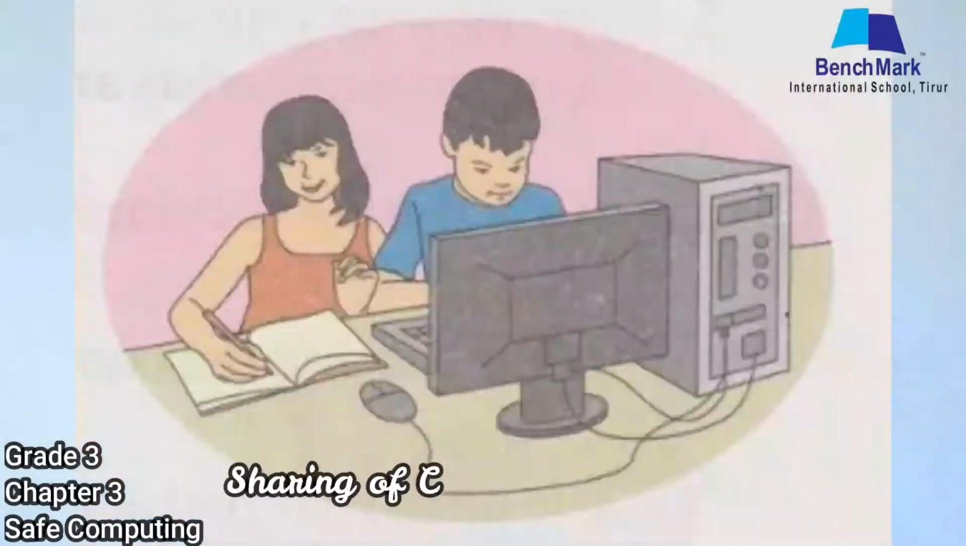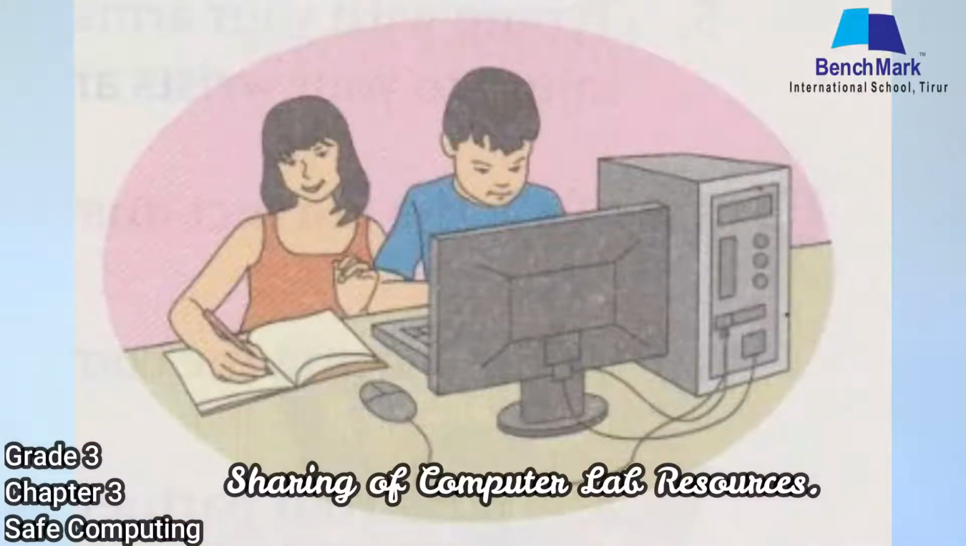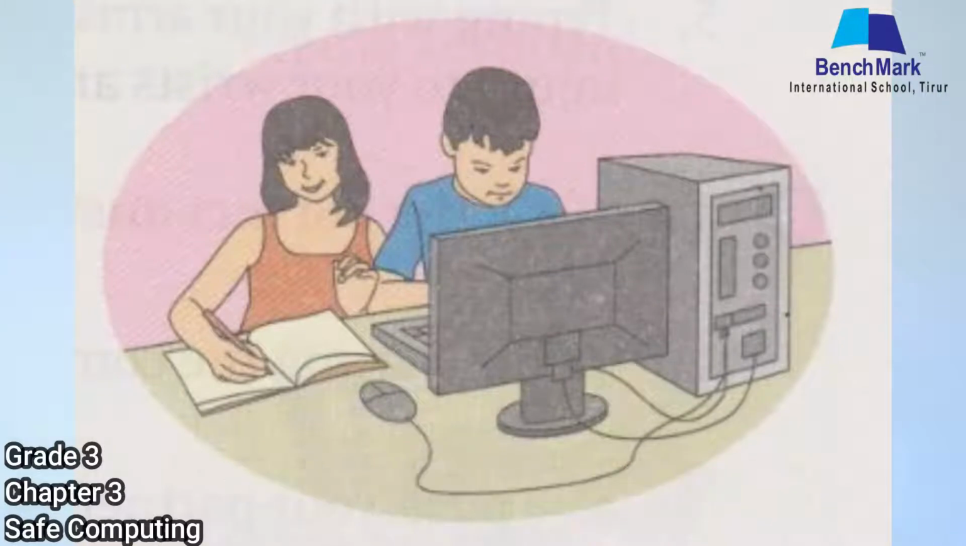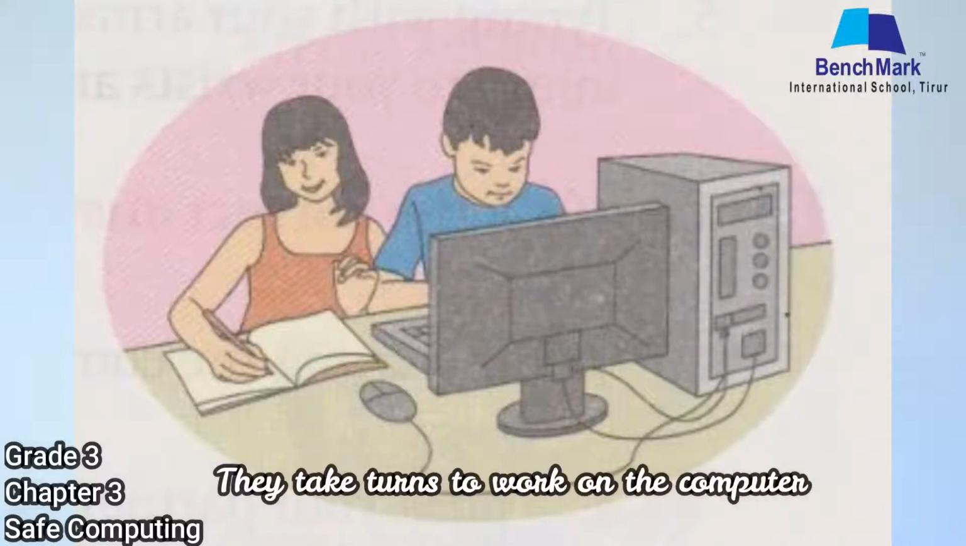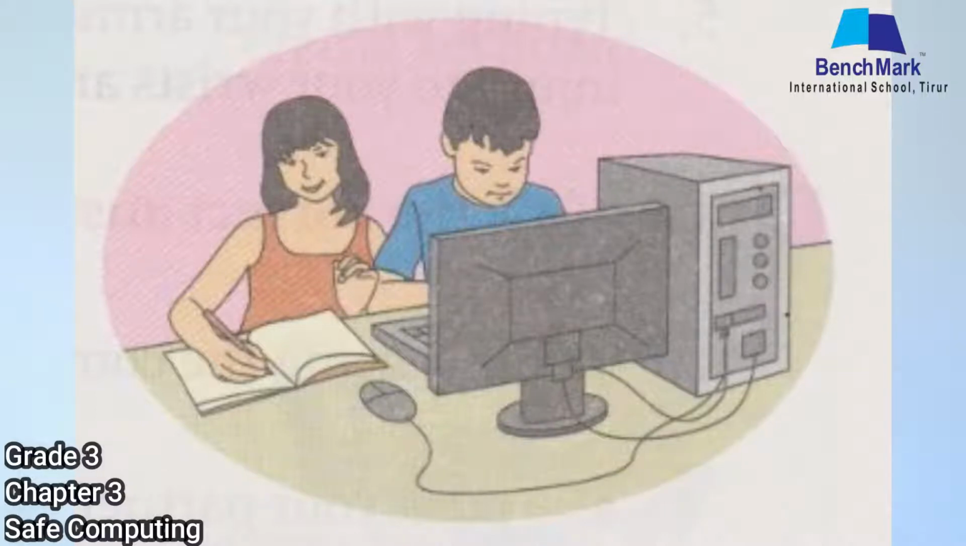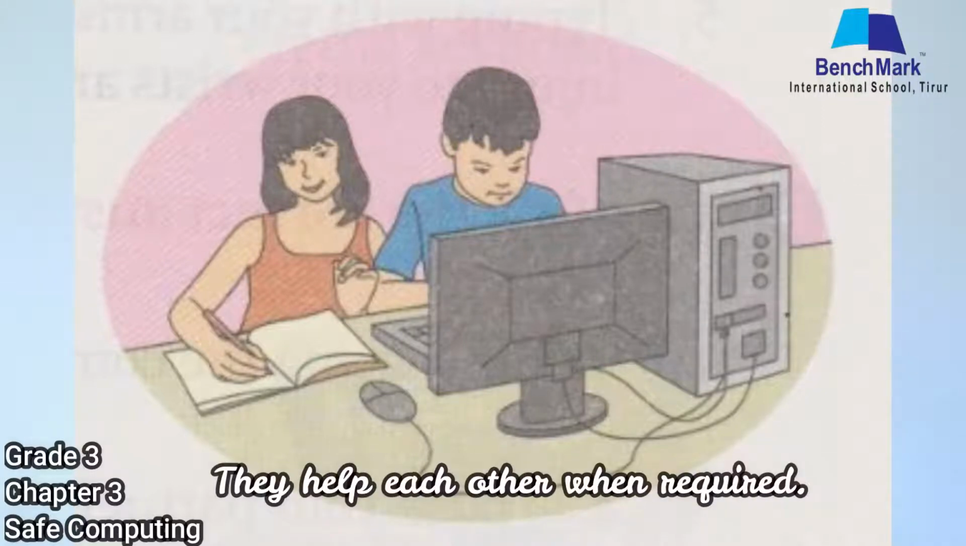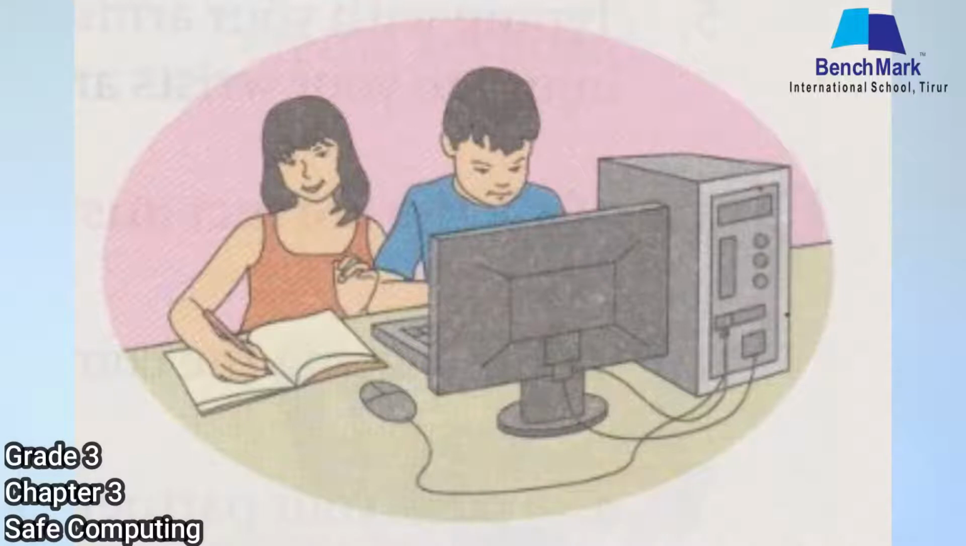Children, here I will show you a picture. This is Swati and Arun. They are sharing lab resources, that is, in the computer lab they are sharing the same computer. They take turns to work on the computer. If Swati is working, then Arun is helping Swati. If Arun is working, Swati is helping Arun. They help each other when required. As I told earlier, they help each other and they work.